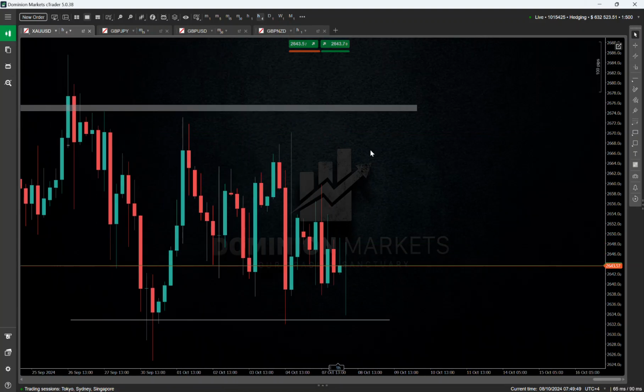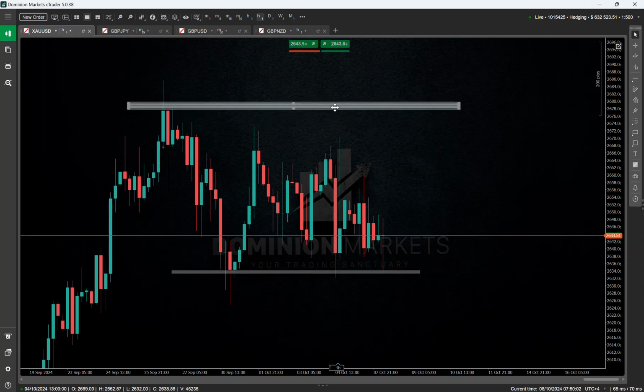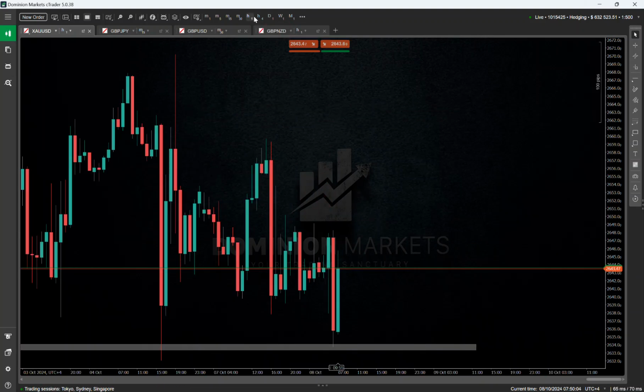Let's take a look on the 4 hour. Looking at the 4 hour, we do understand that this is a support to the left hand side. We had a rejection yesterday, and we just had a rejection around the Asian session. Let's take a look on the 1 hour time frame.